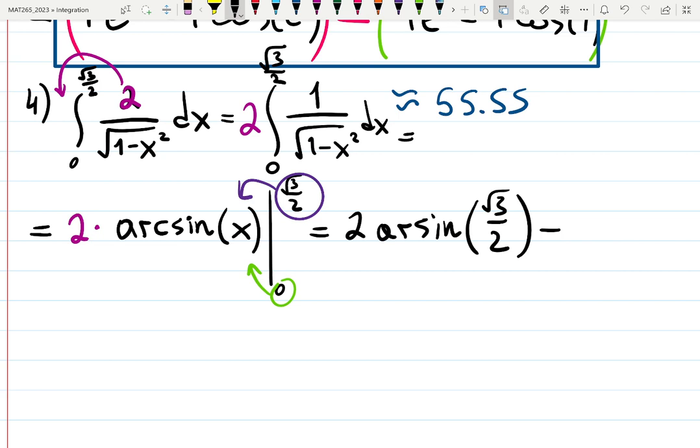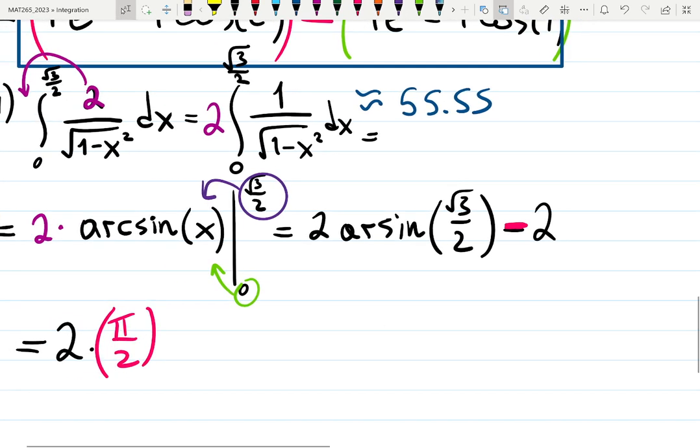Sine of what angle gave you square root of 3 over 2? Do you know? Does anyone know? Pi over 4? I'm not sure. Pi over 3. Yeah, pi over 3. Close. So it's going to be 2 times pi over 3. And now we're going to have a second part. Don't forget, either have 2 outside, like so, or repeat it again, because it's multiplied. Minus 2 arc sine of 0.